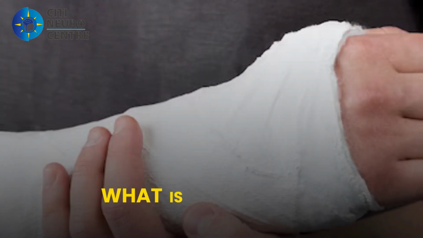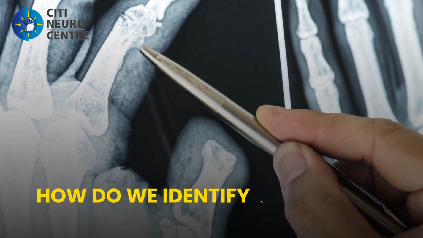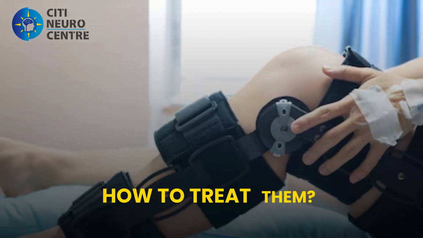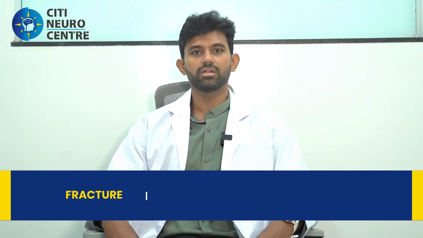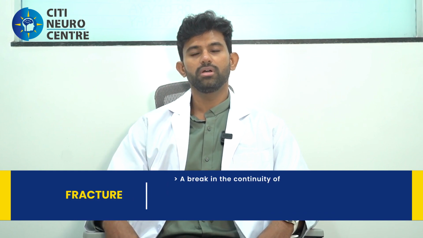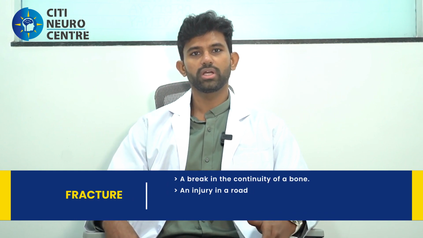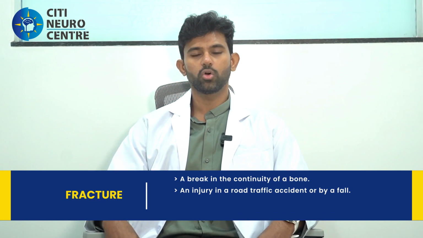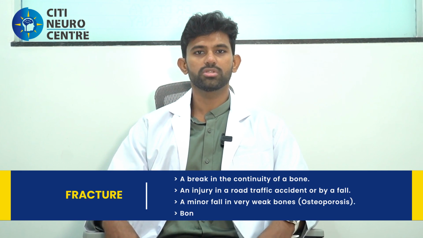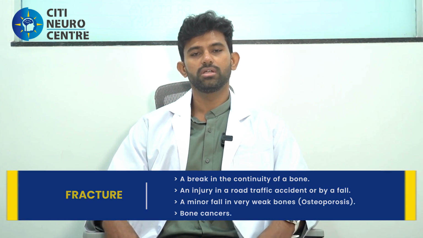So today we are talking about fractures. So what is a fracture? How do we identify them and how do we treat them? A fracture is a break in the continuity of a bone. A fracture commonly happens following an injury in a road traffic accident or by a fall. Sometimes it can also happen by a minor fall in very weak bones, like in osteoporosis or in bone cancers.